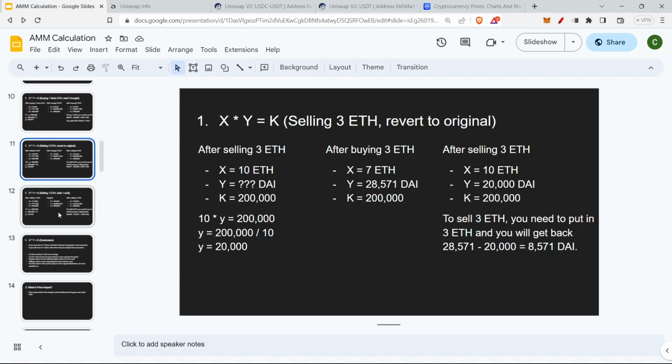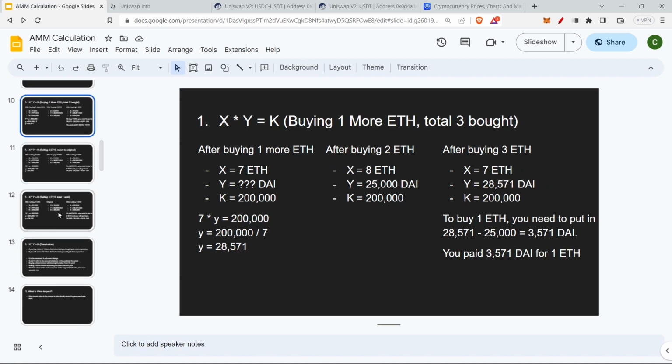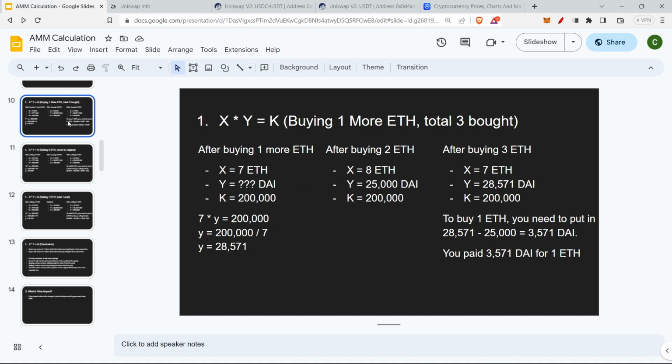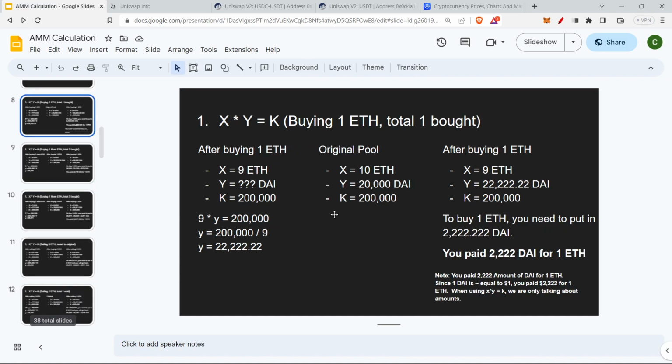If you want to sell back your ETH, let's say you bought 3 ETH from this pool and you don't really know what to do with the ETH. So you want to sell it back to the pool. You can do so. This was the original pool when you have bought 3 ETH. This is the pool after you sell 3 ETH. So how much will you get back? You'll get back 8,571 DAI, which is the sum of 3.5k plus 2.7k plus 2.2k.